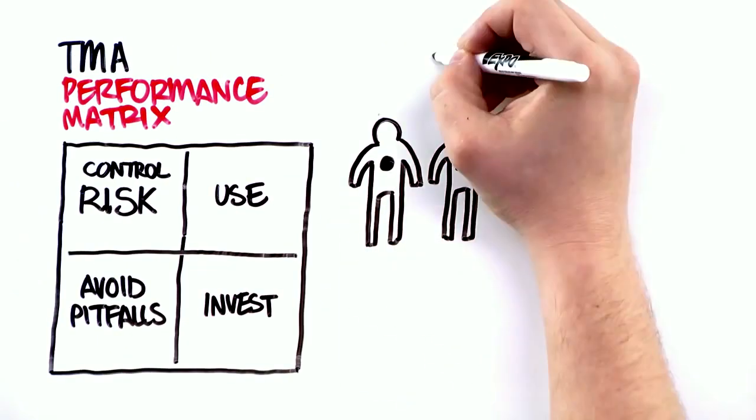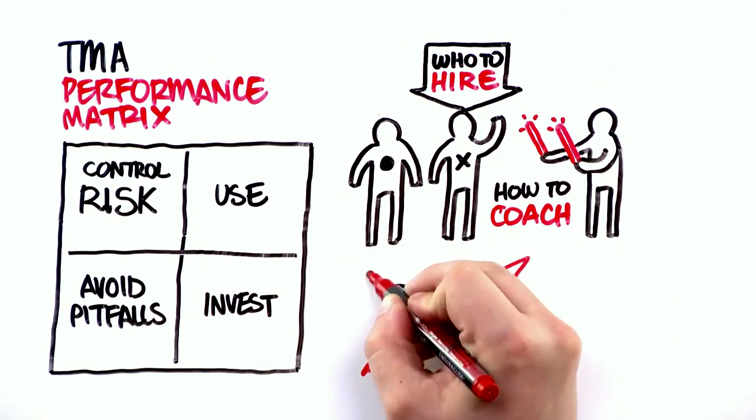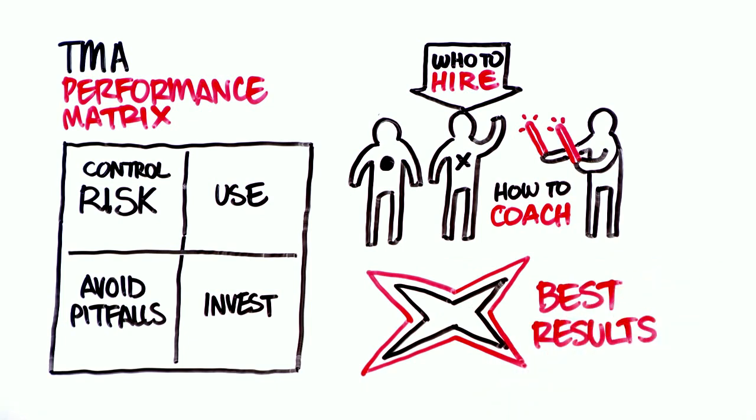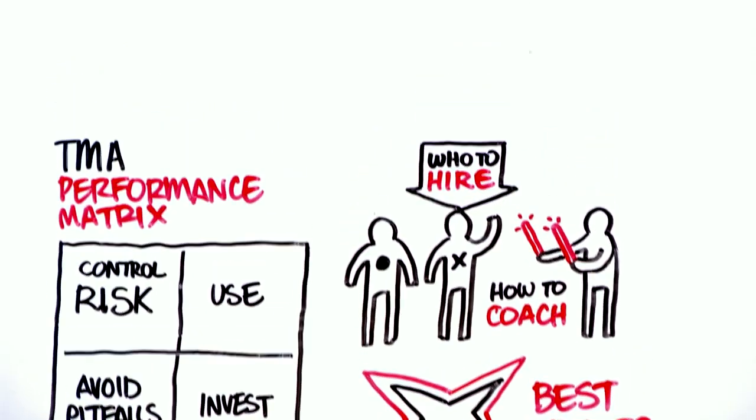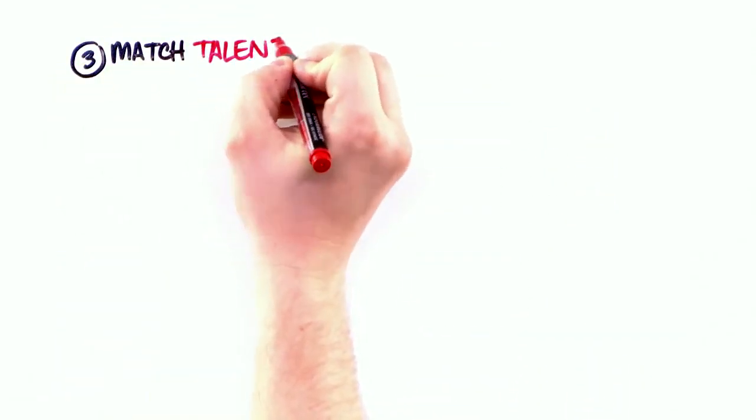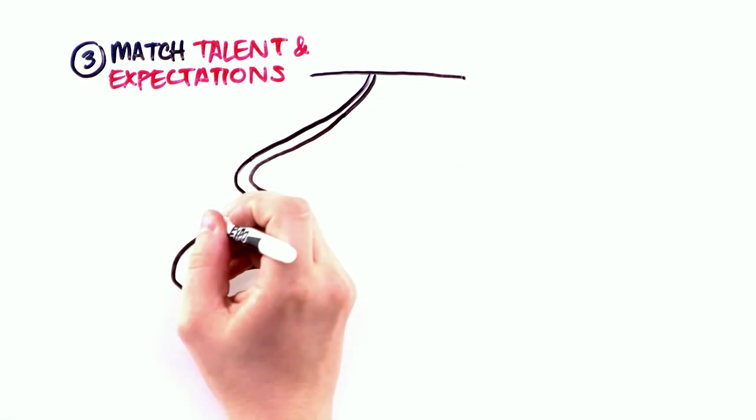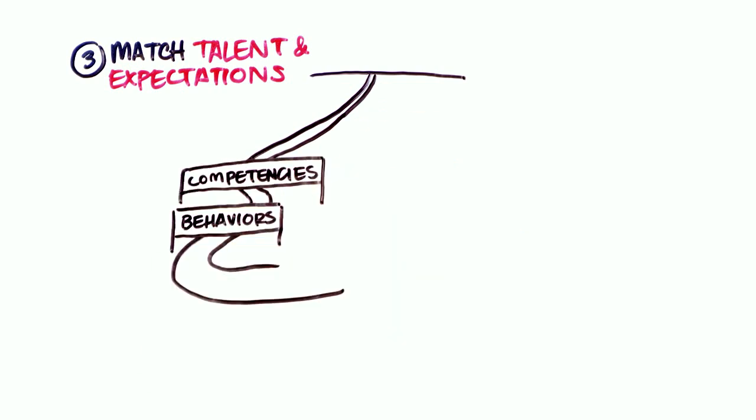You know now how to hire and how to coach him. Let him work on his strength for the best results. And this leads us to the third principle of great talent management. You have to match talents and competencies of the employee or applicant with your behavioral expectations. Because now you know what specific behavior and competences you expect for your job.